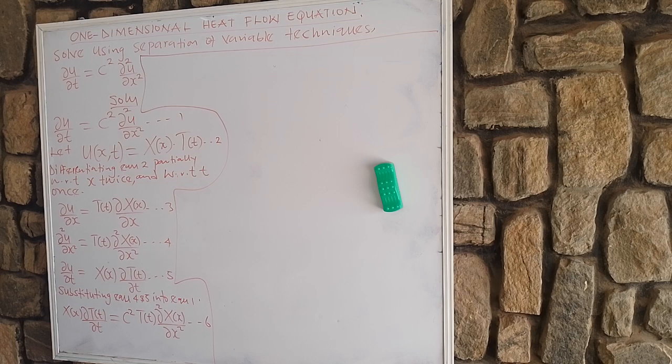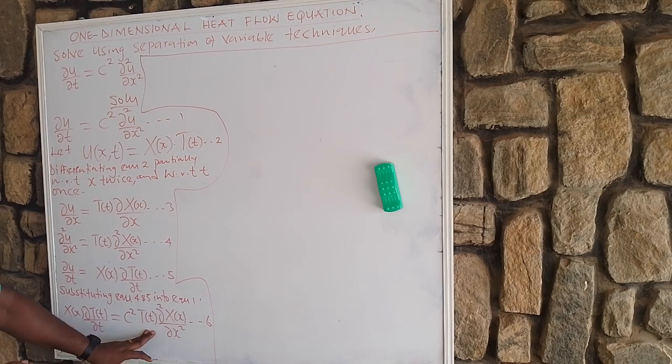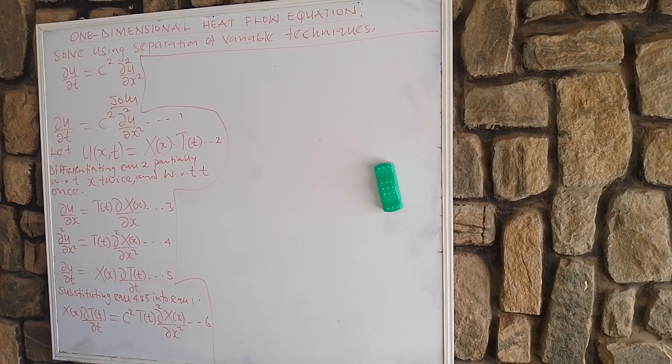Okay. So at this point, we are going to separate the variables. You discover that on the left hand side we have X of x, partial T of t. Then on the right hand side we have T of t, partial square X of x all over partial x square. So we have to separate the variables. How can we separate them? For us to divide both sides by X of x and T of t.